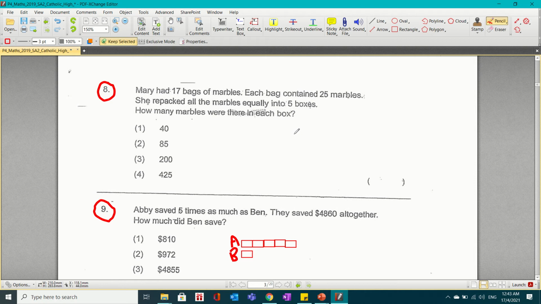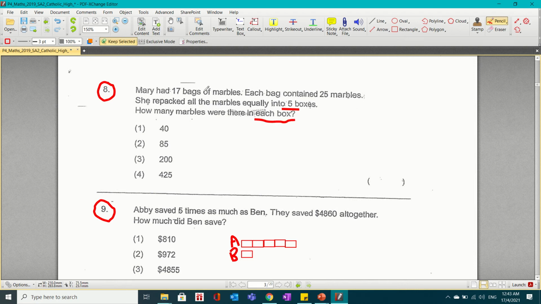Alright, okay, so these are some of the more difficult questions which I feel that we should focus a bit more time on. So firstly, Mary had 17 bags of marbles, and each bag contains 25 marbles. She repacked all of these equally into 5 boxes. And how many marbles were there in each specific box?